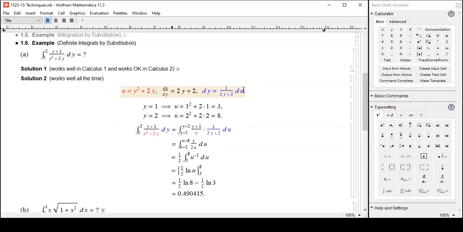So do the same substitution, and then we change the starting and ending point of the interval. y equals 1 means u is 3 because u is y squared plus 2y. Plug in y equals 1 there. And y is 2, then u is 8. So this integral where y is moving from 1 to 2 is the same as the u integral where u is moving from 3 to 8. So instead of getting the y expressions back in, calculate the u integral and then just plug in u equals 8 and u equals 3 and subtract from the other.